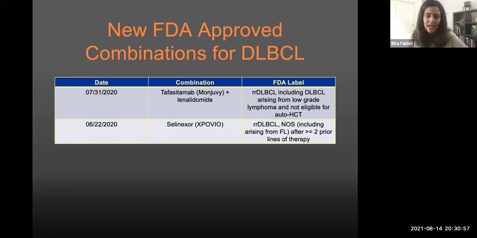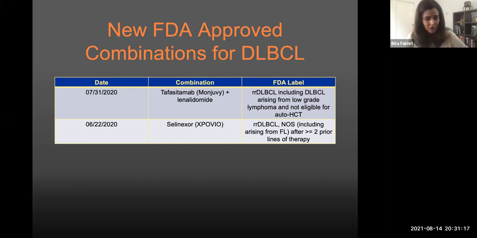Selinexor is an Expo-1 inhibitor. Expo-1 is a nuclear exporter, so it basically exports all the tumor suppressor genes from inside the nucleus to the outside. If you inhibit it, you're going to keep all those tumor suppressor genes inside the cell, and that helps kill the cell.